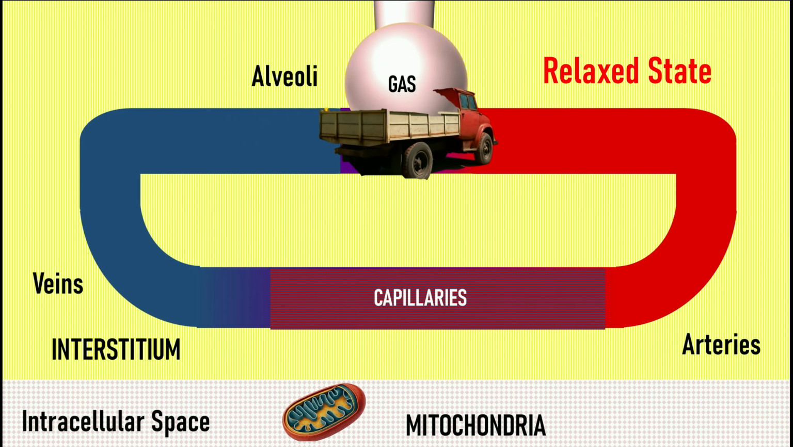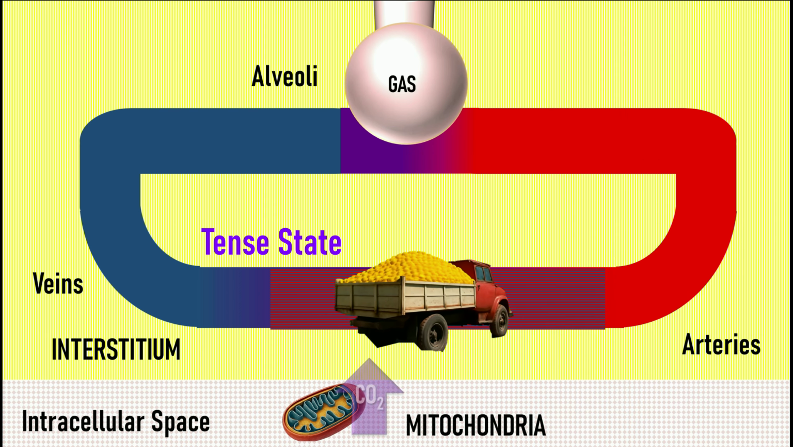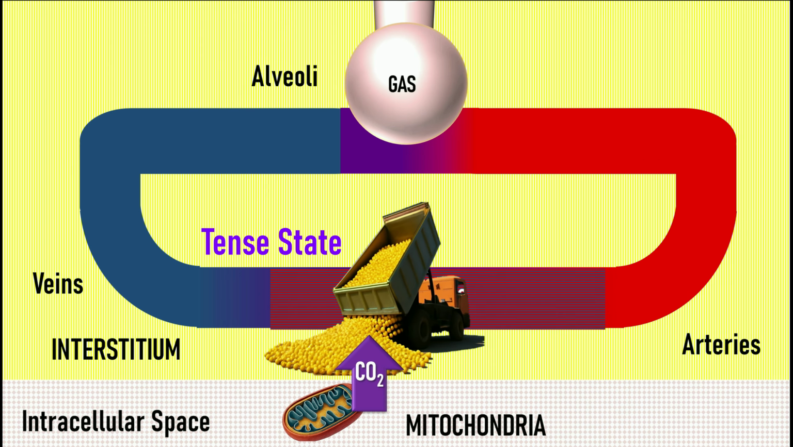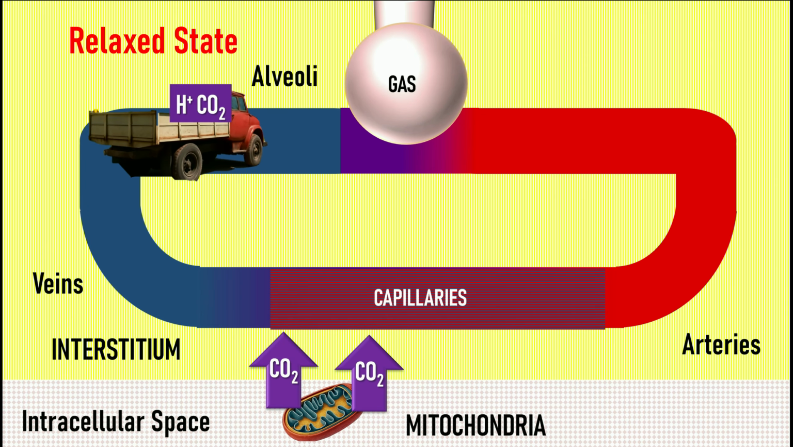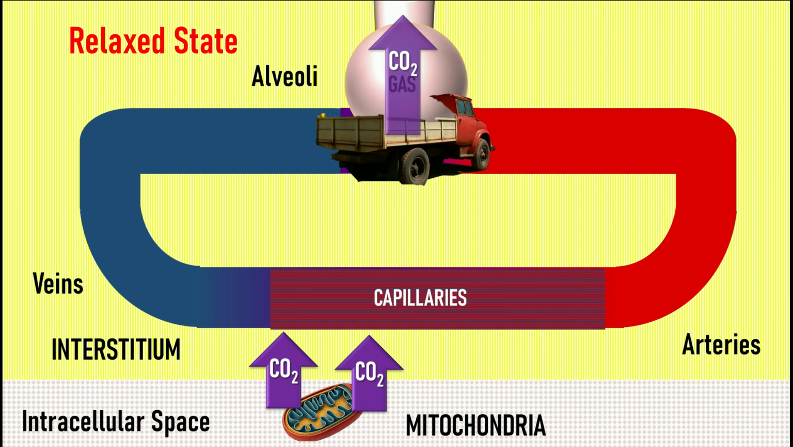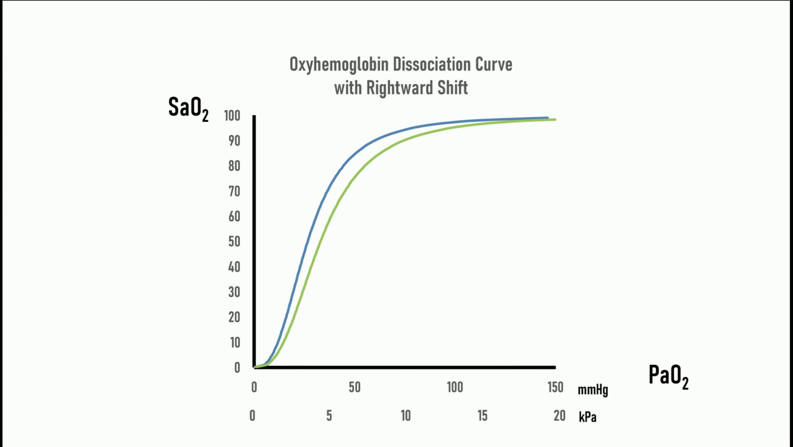So returning to our truck analogy, carbon dioxide nudges hemoglobin to dump oxygen, and the more carbon dioxide present, the more oxygen is released. And once carbon dioxide leaves hemoglobin in the lungs, hemoglobin develops a higher affinity for oxygen. Rather than going up and down the oxyhemoglobin dissociation curve, what's happened here is that it has shifted to the right.